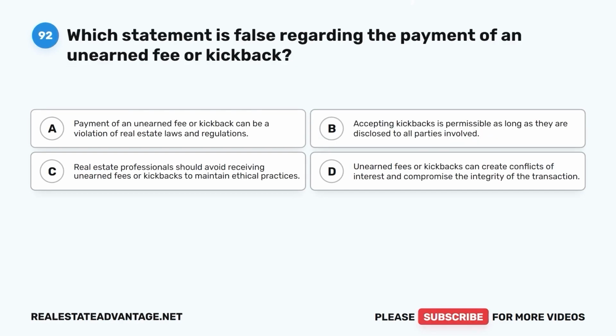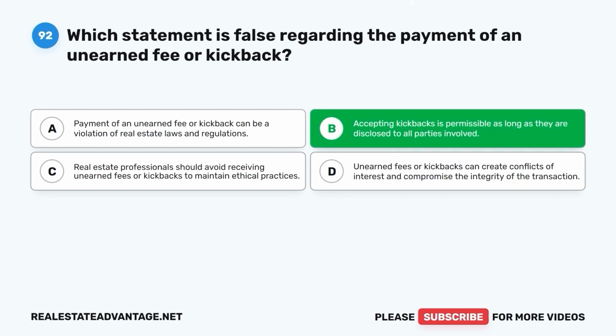Question 92. Which statement is false regarding the payment of an unearned fee or kickback? A. Payment of an unearned fee or kickback can be a violation of real estate laws and regulations. B. Accepting kickbacks is permissible as long as they are disclosed to all parties involved. C. Real estate professionals should avoid receiving unearned fees or kickbacks to maintain ethical practices. D. Unearned fees or kickbacks can create conflicts of interest and compromise the integrity of the transaction.